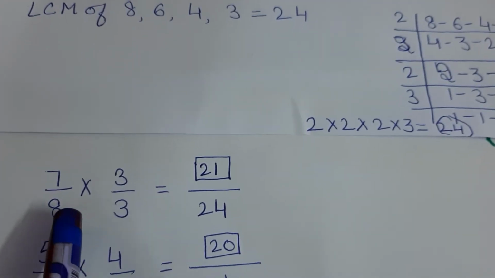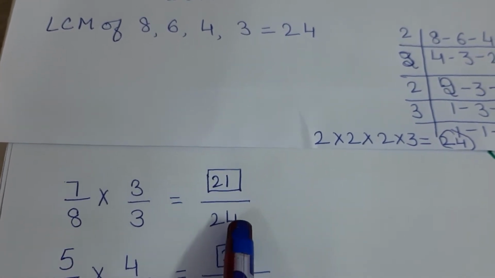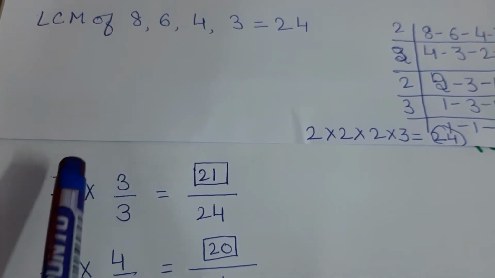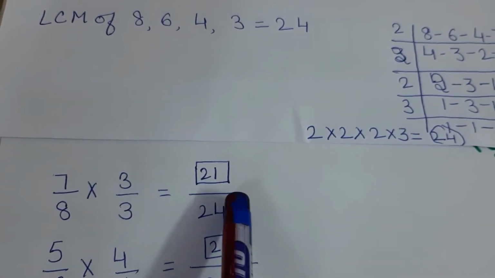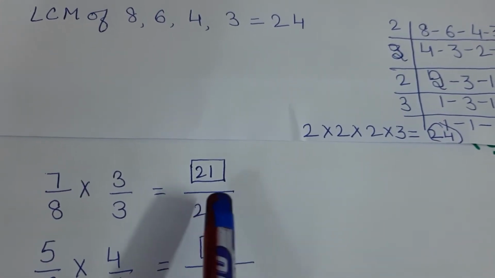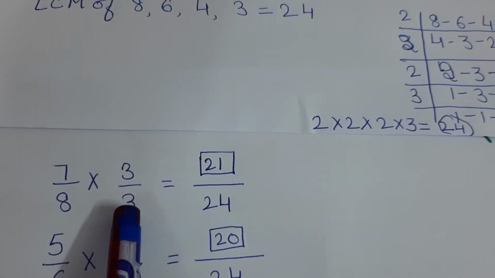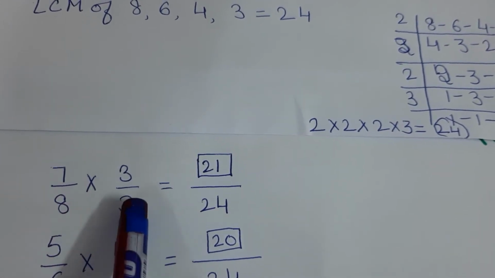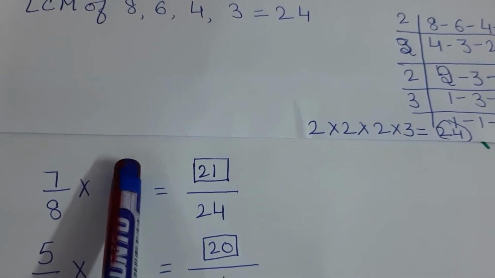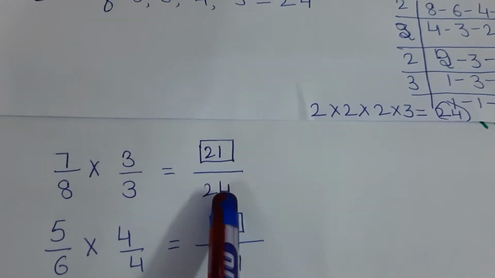You all know how to find. So 7 by 8 is the fraction and you know the denominator. You have done sums like this. 7 by 8 is given and you have to create its equivalent fraction whose denominator is 24. So it means 3 will be multiplied, and if 3 is being multiplied in denominator, then same will be multiplied with numerator. So in this way we are getting 21 by 24.